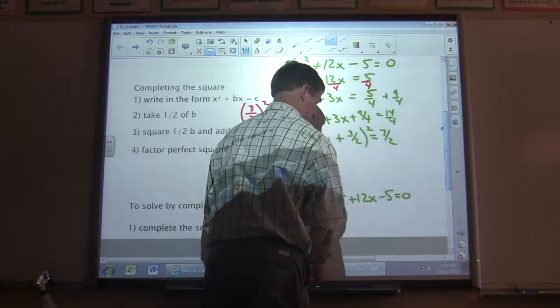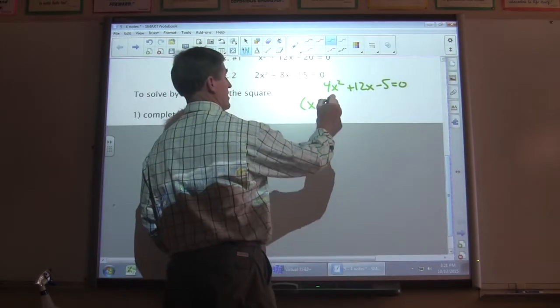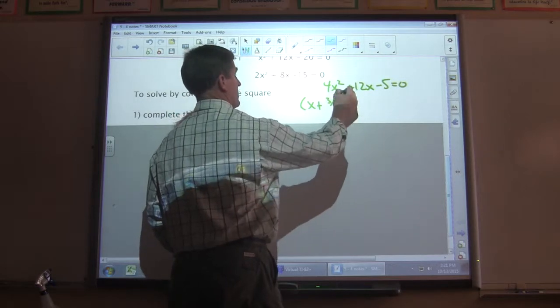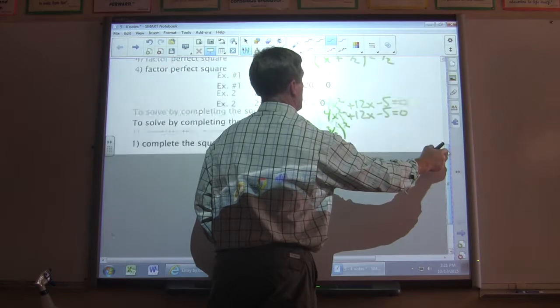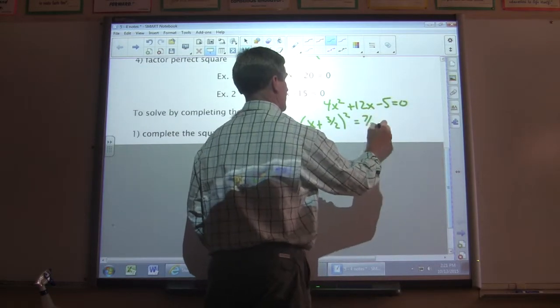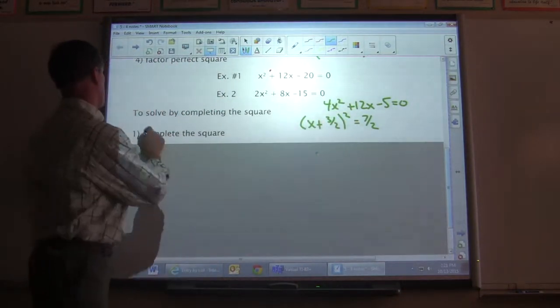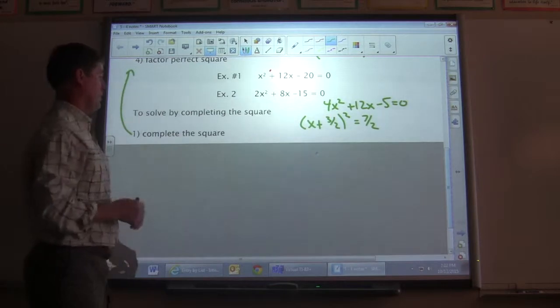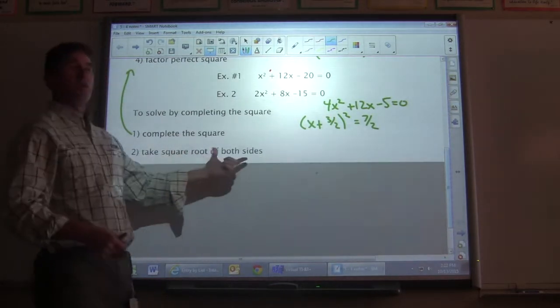x plus 3 halves squared equals 7 halves. So we did the work to get down to here by completing the square. This is our 4 steps from up here. So after we do that, we've completed the square. This is where we use the square root property.